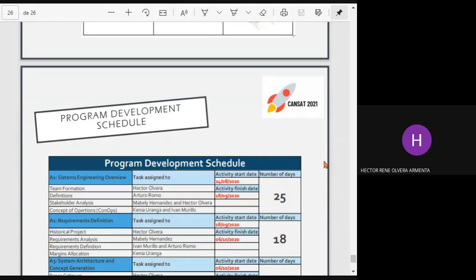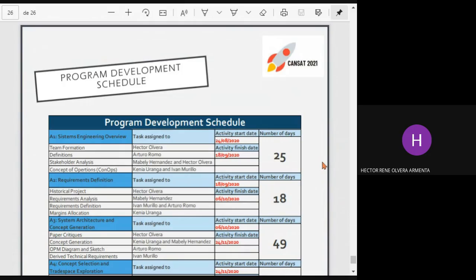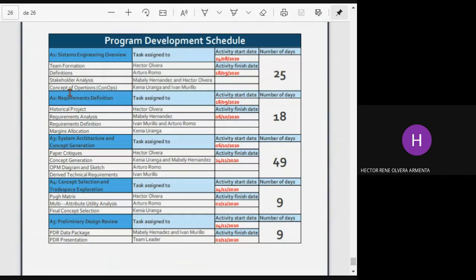Finally, we are going to see the program schedule that we have. As we can see, the first one, A1, started on the 24th of August and finished on the 18th of September. So we have 25 days. The A2 requirements started on September 18 and finished on October 6th.